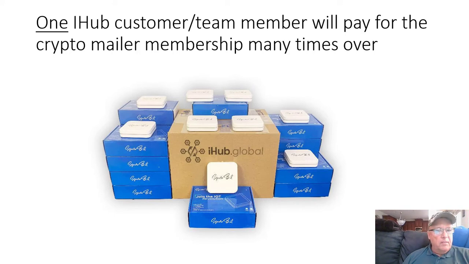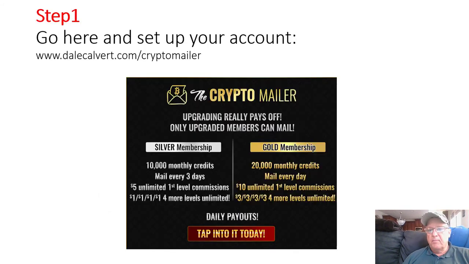Initial investigation, I'm joining. So again, step one is to go here and set up your account. And then they have two membership levels that we're going to look at here in a second. The silver membership and the gold membership. The silver, you get 10,000 credits and you can mail every 3 days. And then the gold, 20,000 monthly credits and you mail every day.